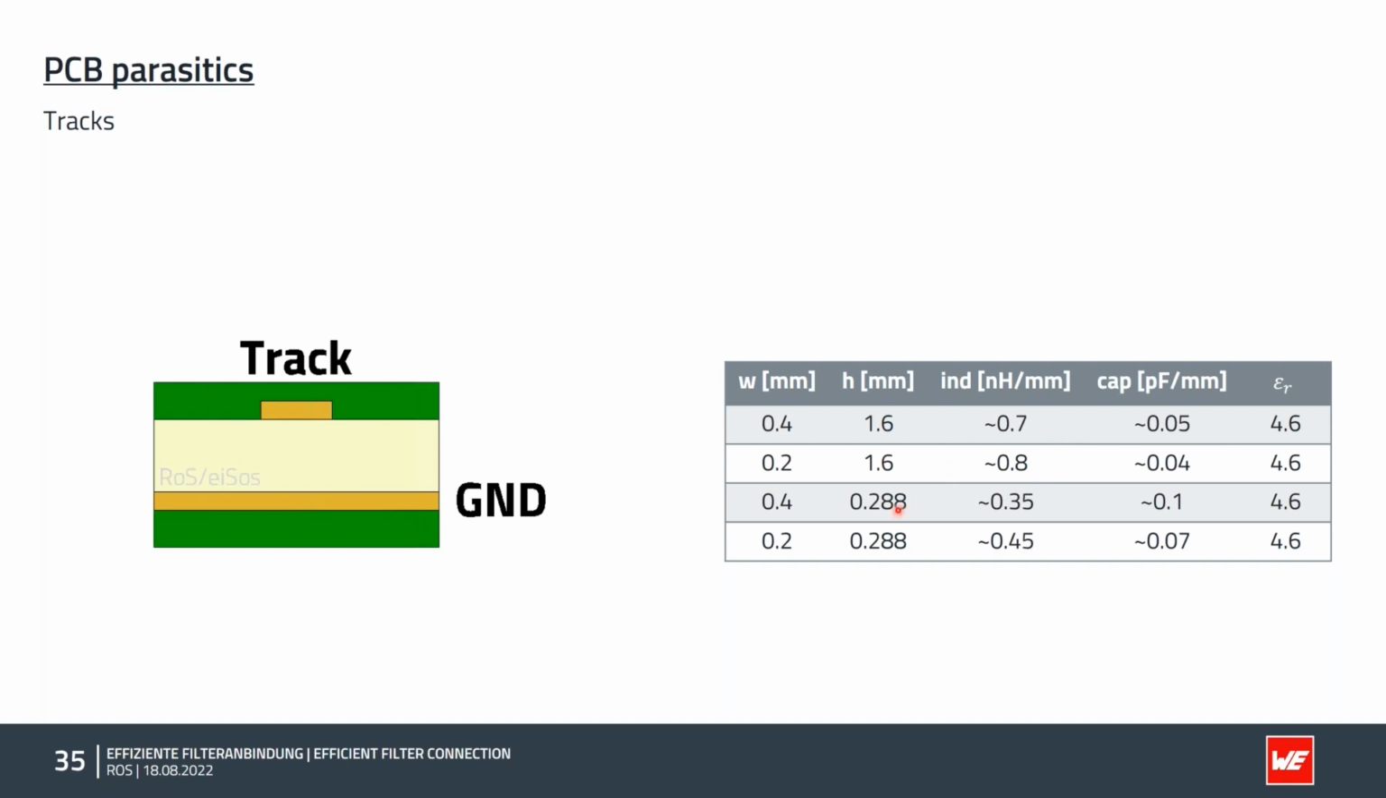If you decrease the distance to the return path to 0.288, which is the same as we used in the demo PCB or the measurement PCB, then you can decrease the inductance value down to 0.35 nanohenry per millimeter. That's the fact. You can play with the width and with the thickness, and you get different inductances on the PCB.